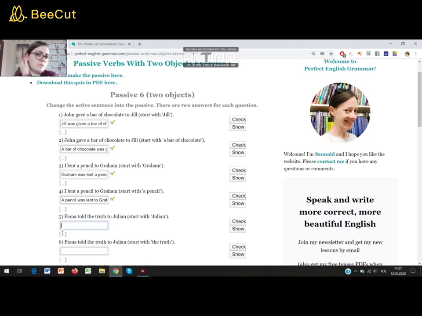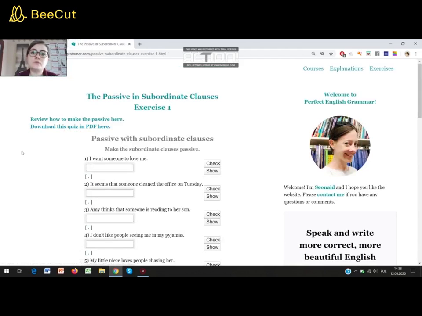Fiona told the truth to Julian. We should start with Julian. So Julian was told the truth, and by Fiona in brackets. And the last one here, Fiona told the truth to Julian again, and we should start with the truth. So the truth was told to Julian, and again by Fiona in brackets. This is how it looks like with passive verbs with 2 objects and the 2 ways of writing the passive voice here. And the next exercise, the passive in subordinate clauses.